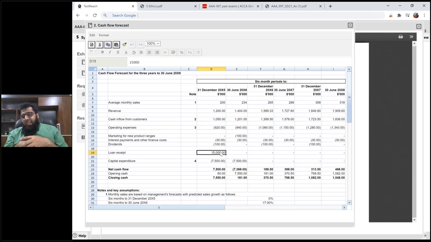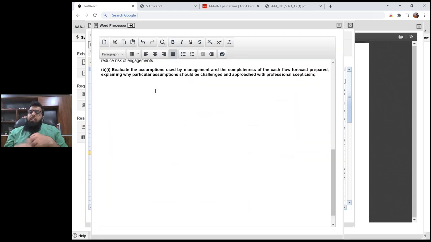hypothetical assumptions. Okay. So what he is asking from us, listen to me, is to evaluate the assumptions used by the management and the completeness of the cash flow forecast. So we can talk about the assumption on the start of the production facility on 31st March 2006 being questionable.